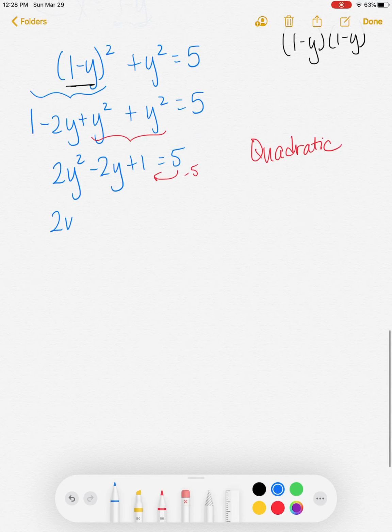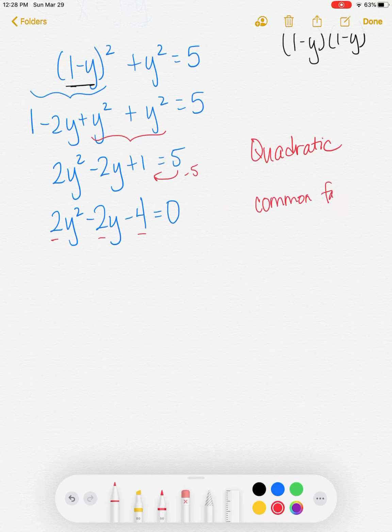So that's going to give me on my left-hand side 2y squared minus 2y, 1 minus 5 will be minus 4, is equal to 0. It is a quadratic. Notice that it is a quadratic and a is not 1, so that's the more difficult one to factor. However, if you noticed, all of my terms have a common factor of 2.